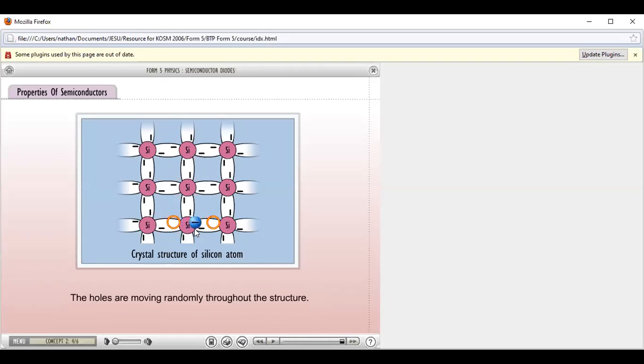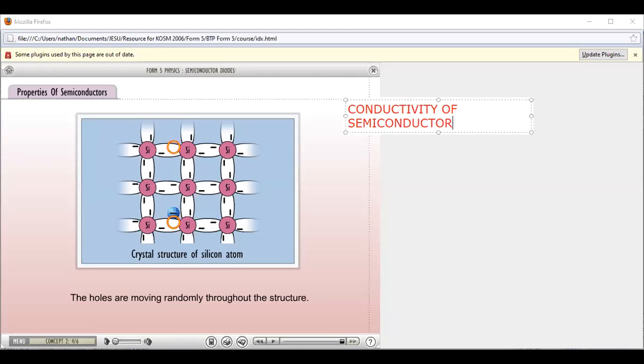So that's why the conductivity of semiconductor, we say is because of free electrons. And then another one, we say is because of holes or positive holes. Because this hole creates some sort of place for the electron to move. That means the electrons in the bonding are able to move.